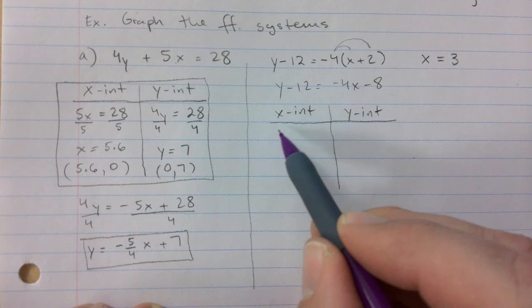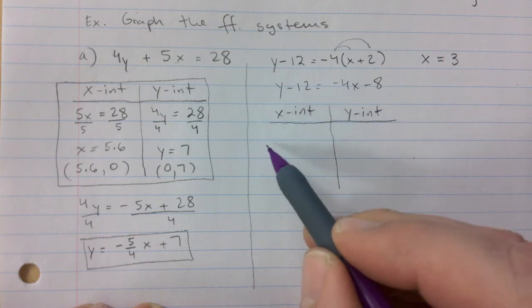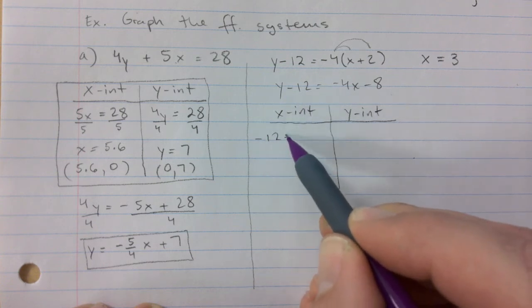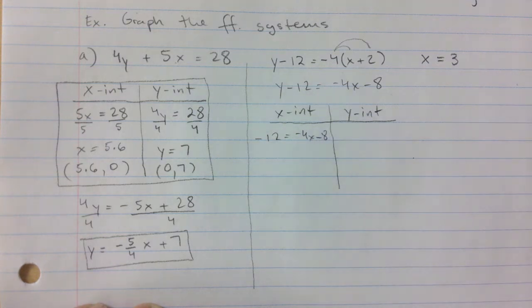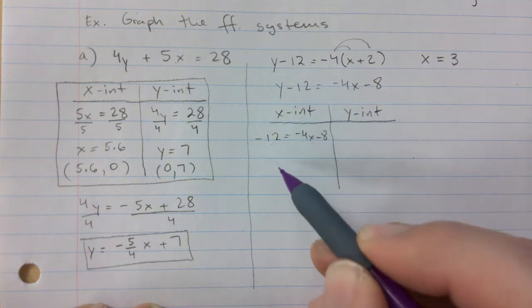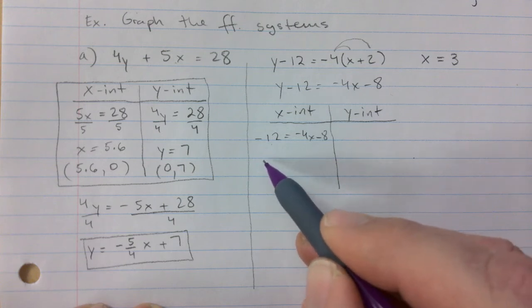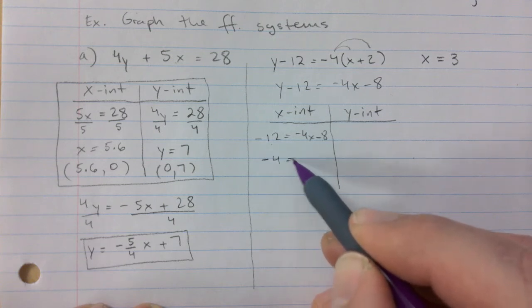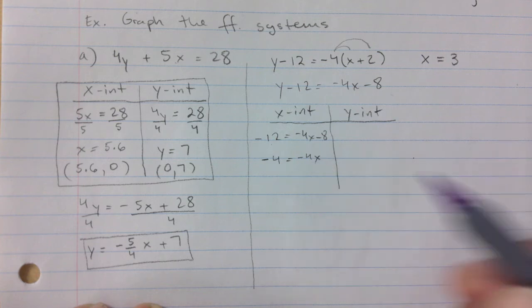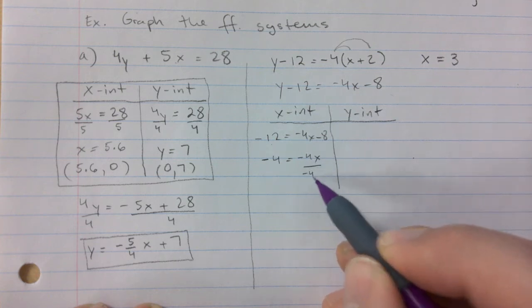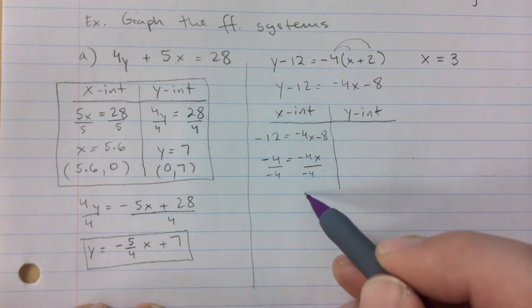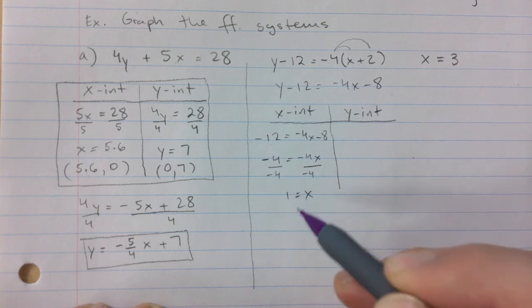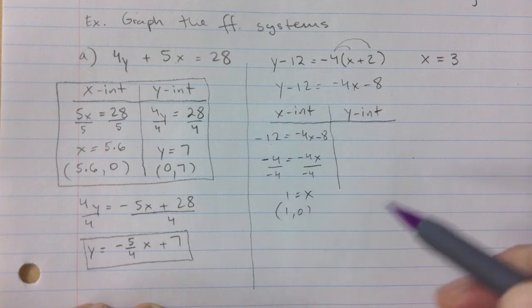And so for the x-intercept, the y is equal to 0, right? So it's negative 12 equal to negative 4x plus minus 8. You will add 8 to both sides, leaving you with negative 4 is equal to negative 4x. And we're not used to the variable being on the right-hand side, right? That's okay. X is equal to 1, so 1, 0 is our x-intercept.